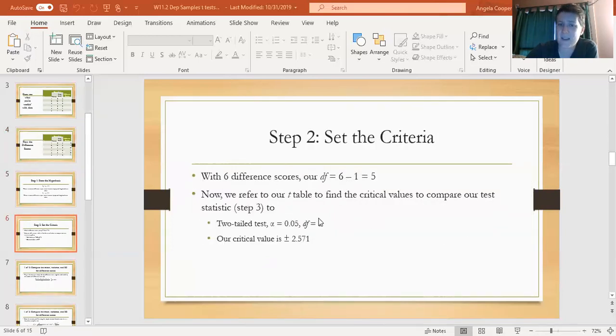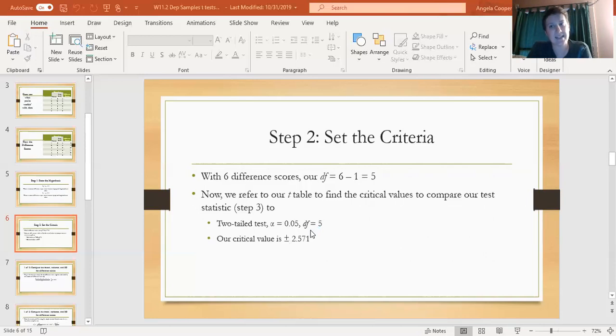So 6 minus 1 is 5. So our degrees of freedom is 5 with a two-tailed test set at 0.05 for alpha. Again, if you want to follow along with me and look at your t-test table, 5 degrees of freedom, 0.05 in the two tails, 2.571 is going to be your critical value, plus or minus 2.571.